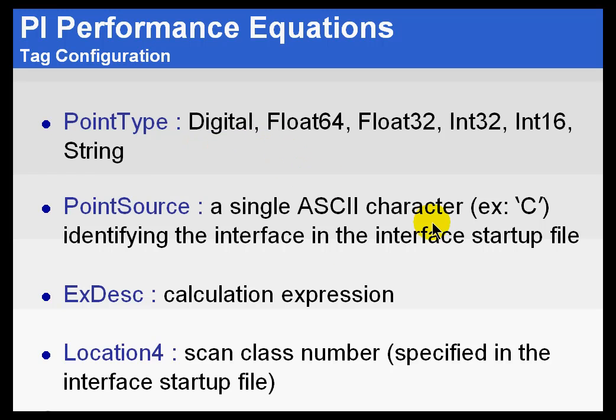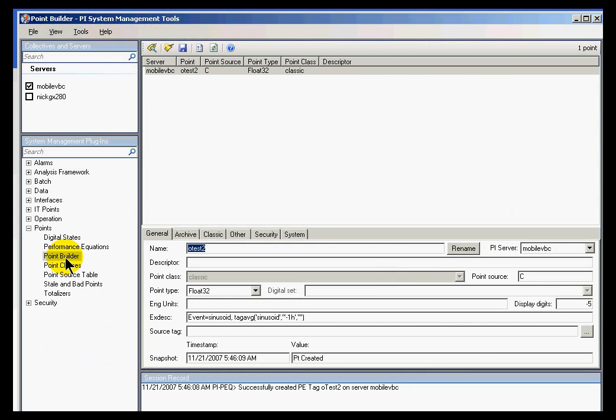If flow is greater than 50, then on, else off, something like that. So again, you can see this if you inspect in the regular point builder any of these tags that you're going to be building during the exercise. So if we look at this point builder here, this tag 0test2, as you can see, it's a tag whose point source is C and whose extended descriptor is simply this special syntax that we're using for doing the calculation.